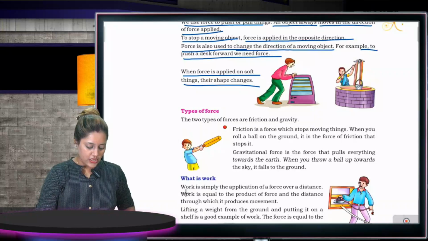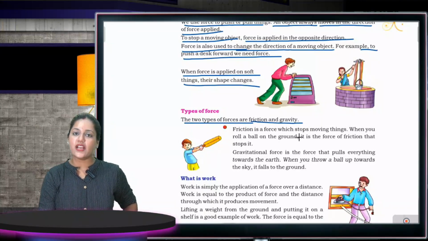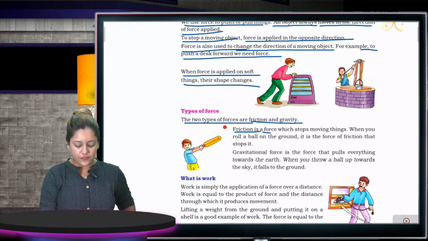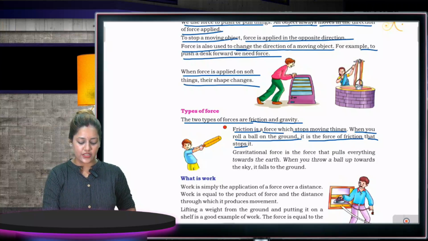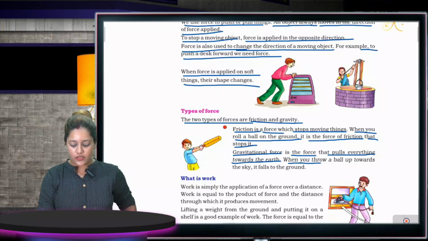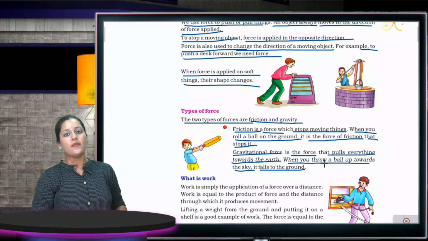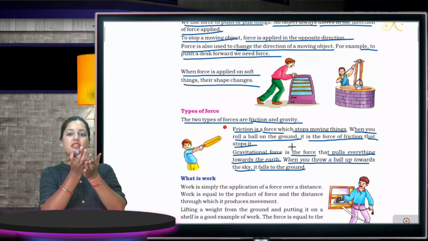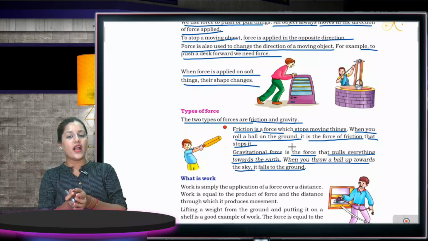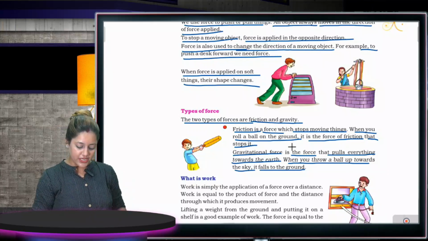Types of forces. The two types of forces are friction and gravity. Friction is a force which stops moving things. When you roll a ball on the ground, it is the force of friction that stops it. Gravitational force is a force that pulls everything towards the earth. When you throw a ball up towards the sky, it falls to the ground. Means when we push a ball up in the sky, it comes to your hand again. Why? Because of the gravity.